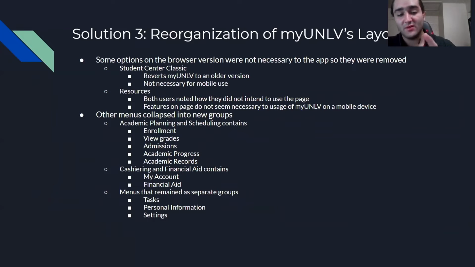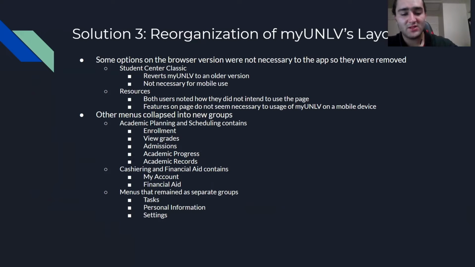However, other menus will be collapsed into new groups. Academic planning and scheduling will contain the enrollment, view grades, admissions, academic progress, and academic records page. These are all separate pages in MyUNLV with their own separate options within them. However, putting them in the subgroup academic planning and scheduling allows for a more simplistic view of the application itself, and students will have a better time finding exactly what they need with this organization.